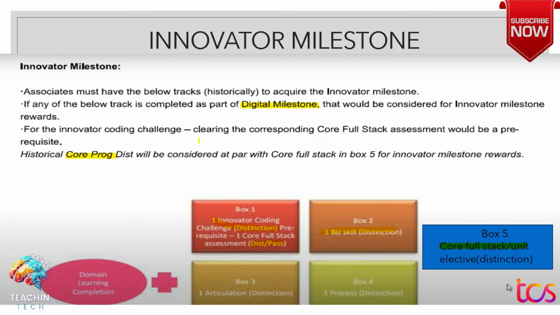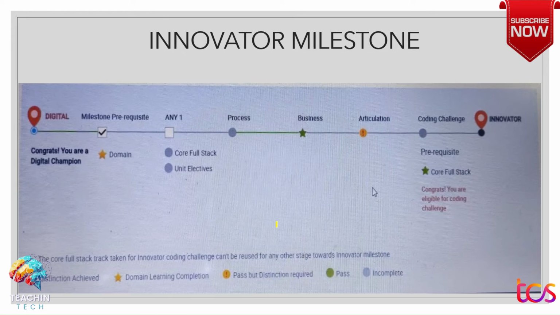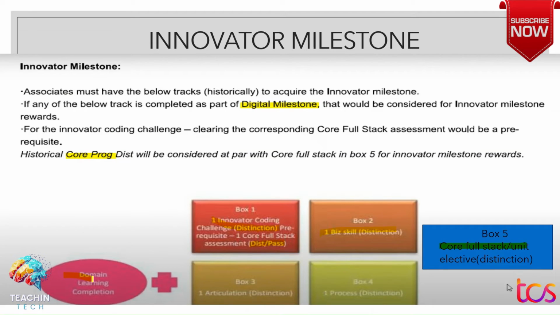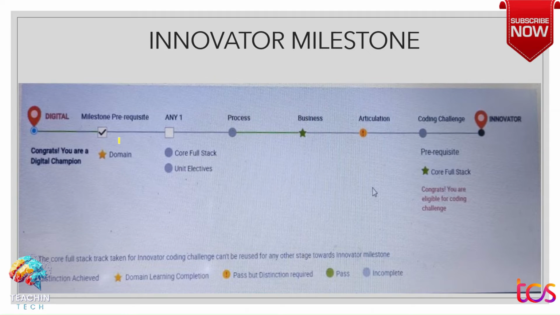For the innovator coding challenge, clearing the corresponding core full stack assessment would be the prerequisite. I already explained this prerequisite. Let us go to the next slide so that you'll get an idea. Here, this is the milestone prerequisite, this domain thing. Most of the people who got directly digital, or who finished from wins1 or from ninja to digital, might have already finished this. So no need to worry about this, it is a small thing, just a domain thing. We should focus on the whole process.